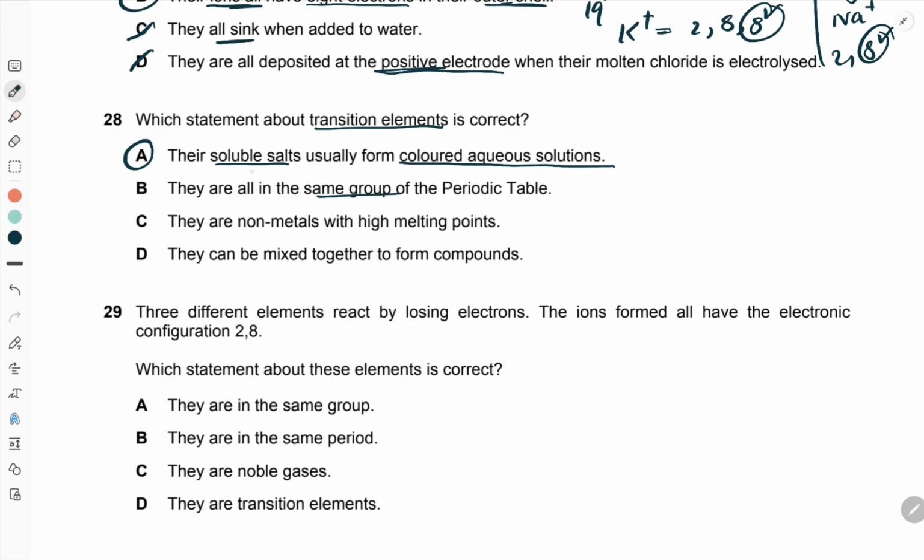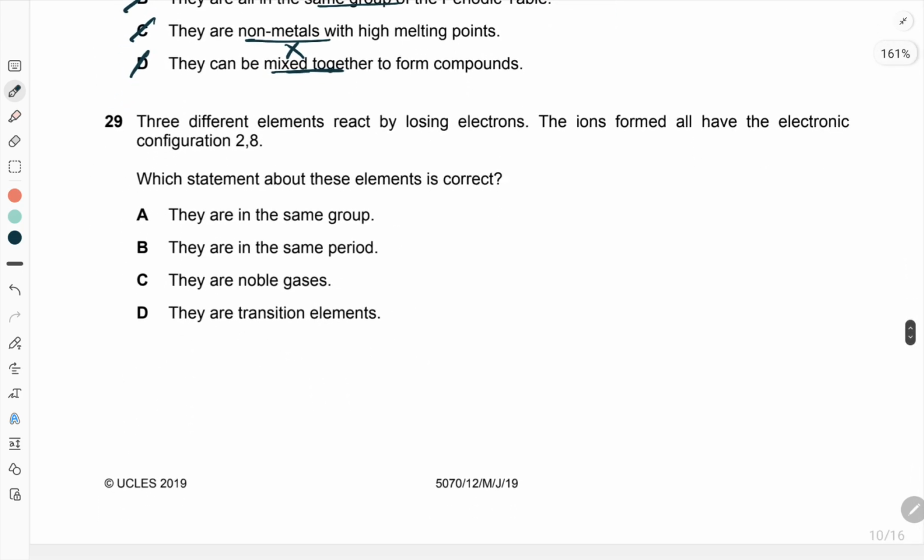No, they are present in different groups of the periodic table. They are non-metals? In fact, they are metals. They can be mixed? No, they can be reacted, not mixed, right? So A is the correct answer.